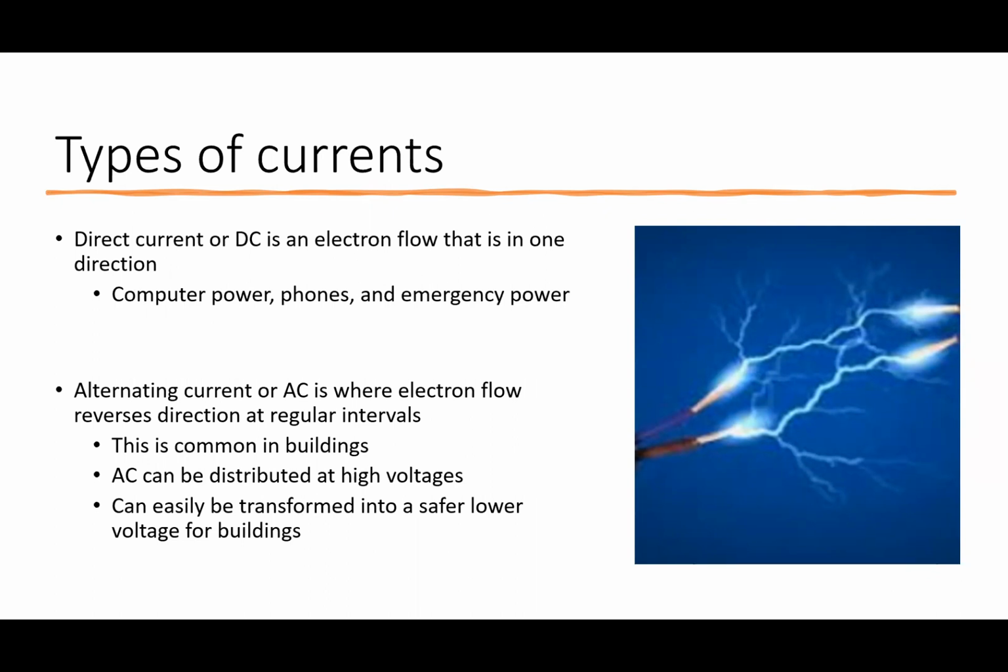AC can be distributed at high voltages and can be easily transformed into a safer, lower voltage. Another thing to know about alternating current is it is the power of choice for utilities. It can be transmitted over long distances without excessive distribution loss, which is where it loses power through the lines. It can then be transformed into a lower, safer voltage going through a transformer.